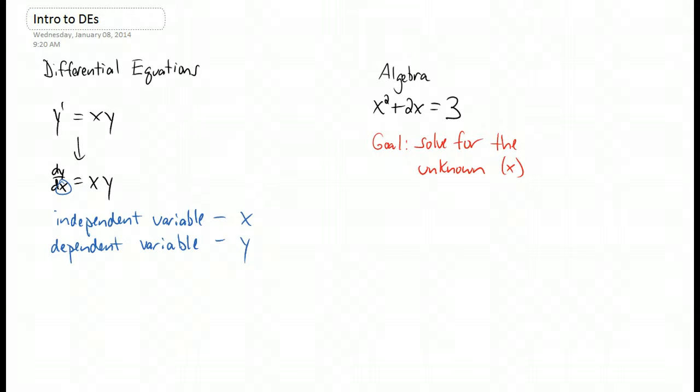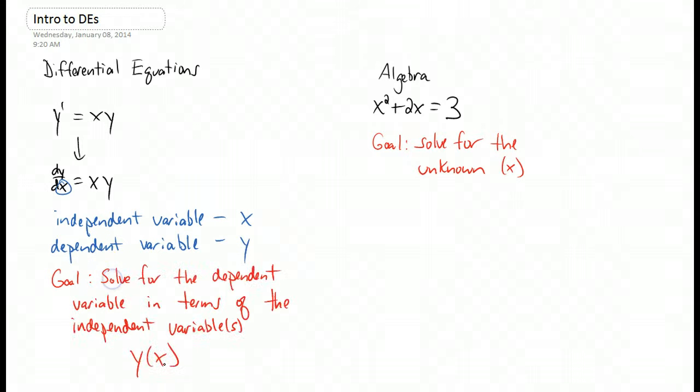The reason I write this out is because the goal of solving any differential equation is to solve for the dependent variable in terms of the independent variable. So our goal is to solve for y in terms of x. I'll write that down. So the goal in any differential equations problem is to solve for the dependent variable, in this case y, in terms of the independent variable, in this case that's x.